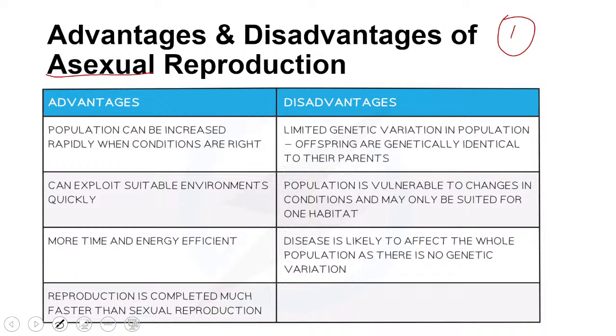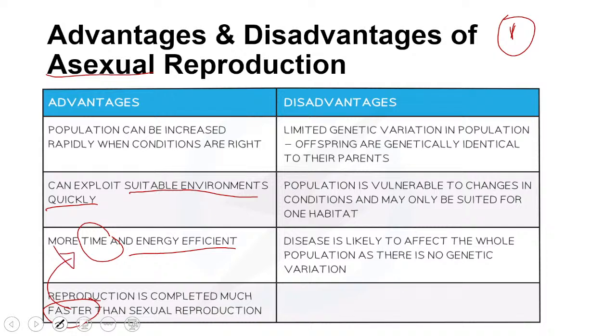It can exploit a suitable environment quickly, and it is more time and energy efficient because it's only one parent. You don't need to go looking for another parent, so it's more time saving and energy efficient. Reproduction is completed much faster. The same here, only one parent required, that's why.